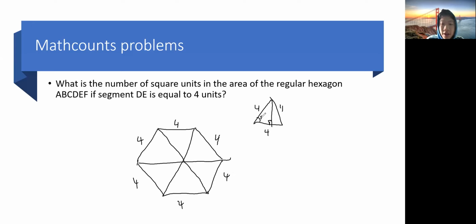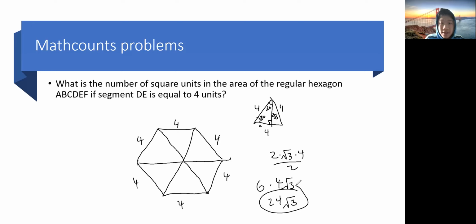Drop this down. We have 30, 60, 90 triangles. This will be 2. This will be 2 root 3. So 2 root 3 is the height times 4, divide by 2. That's the area of one equilateral triangle. 4 root 3, that's the area of one equilateral triangle. We have 6 of them, so we multiply by 6 to get the area of the hexagon. 24 square root 3. That'll be the answer.